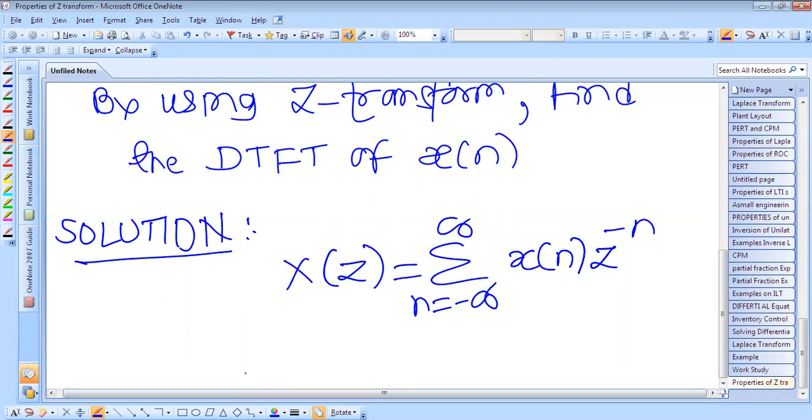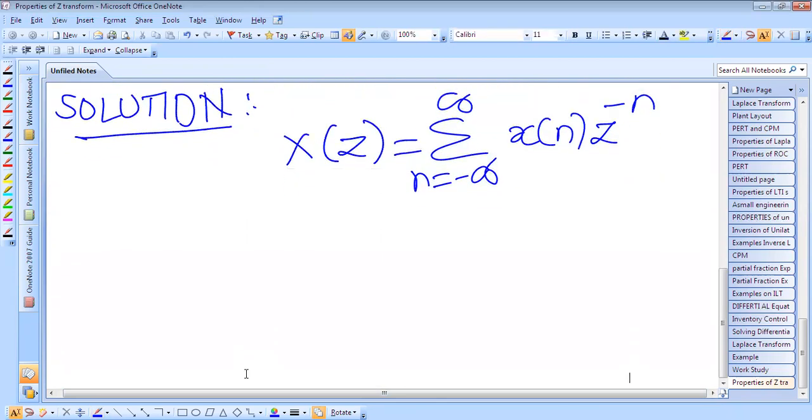So we know that the X of z for the given function, when you put n is equal to -1, what is x of n? x of n is 1. Therefore, this is 1 into z raised to power -1. So what will we get? We will get z raised to power -1.